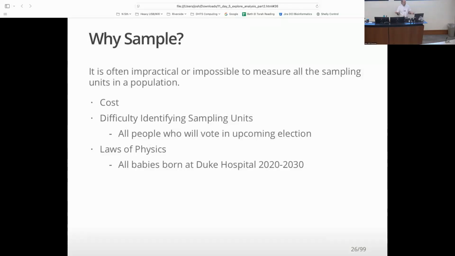So why should we bother to sample? Why not just measure all the individuals in the population? It's often impractical and sometimes impossible to measure all the sampling units in a population, and there are several reasons for that. It can be just cost. If I want to sample all the people with new HIV infections in Durham City, that might be feasible, but it might be very costly. It can also be difficult identifying the sampling units.